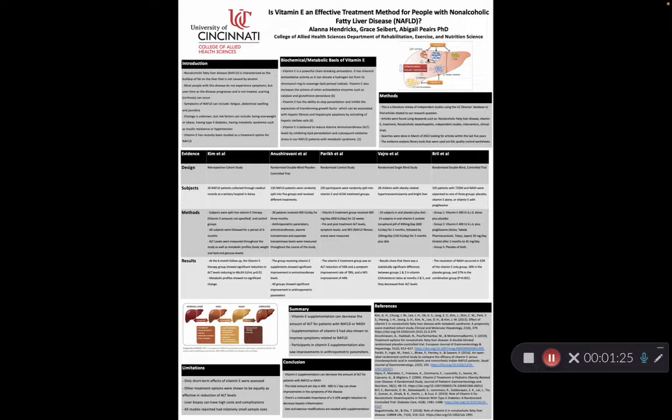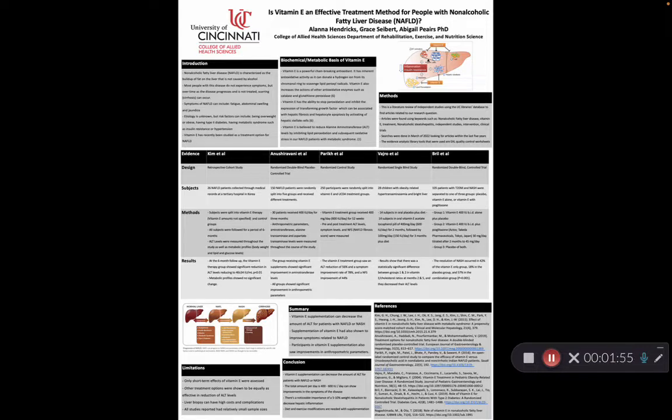Now just going into a bit of the biochemical or metabolic basis of vitamin E. Vitamin E is a powerful chain-breaking antioxidant. It has inherent antioxidative activity as it can donate a hydrogen ion from its chromanol ring to scavenge lipid peroxyl radicals. Vitamin E also increases the actions of other antioxidative enzymes such as catalase and glutathione peroxidase.